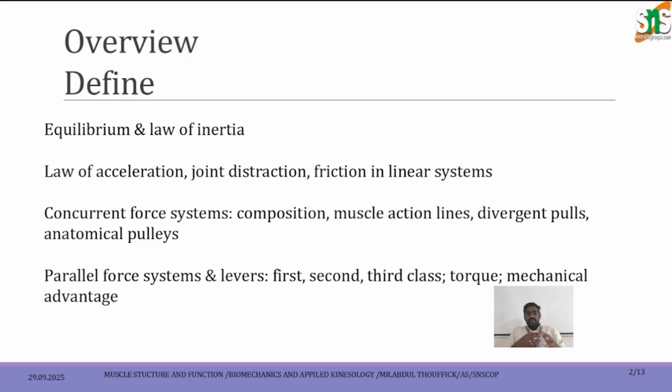So, what is meant by concurrent force? Compositions of muscles, action in a line, and diversion of anatomical pulley. That means jumping activities. The parallel force system and lever system are first, second, and third class levers, torques, and mechanical advantage that may or may not be opposed to and activating the system.